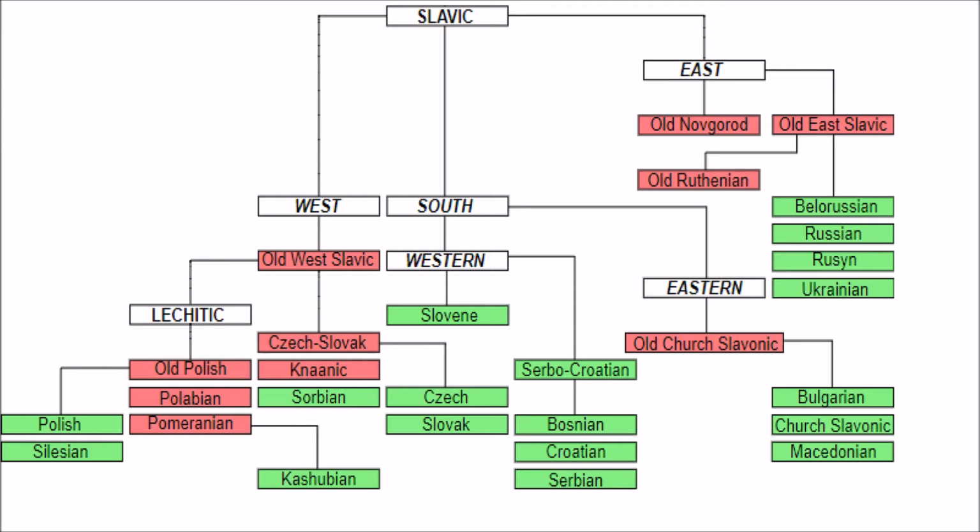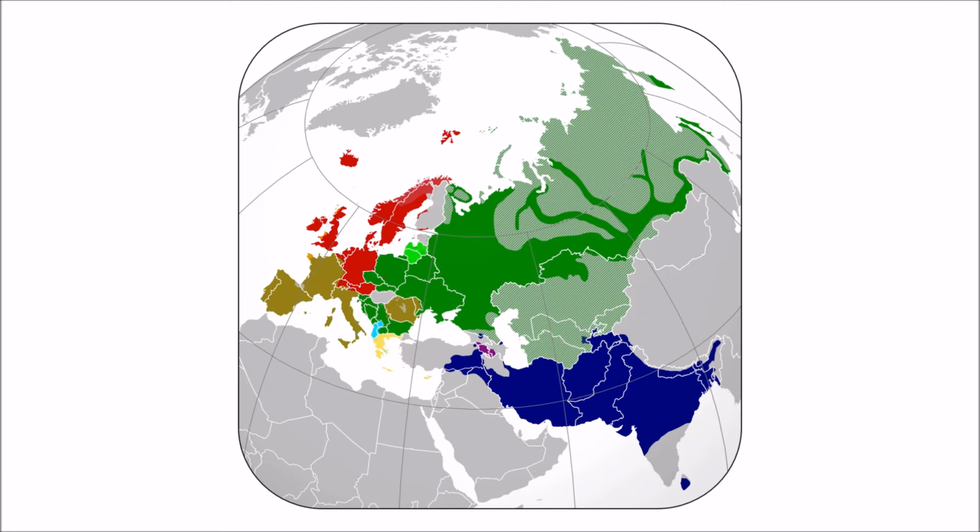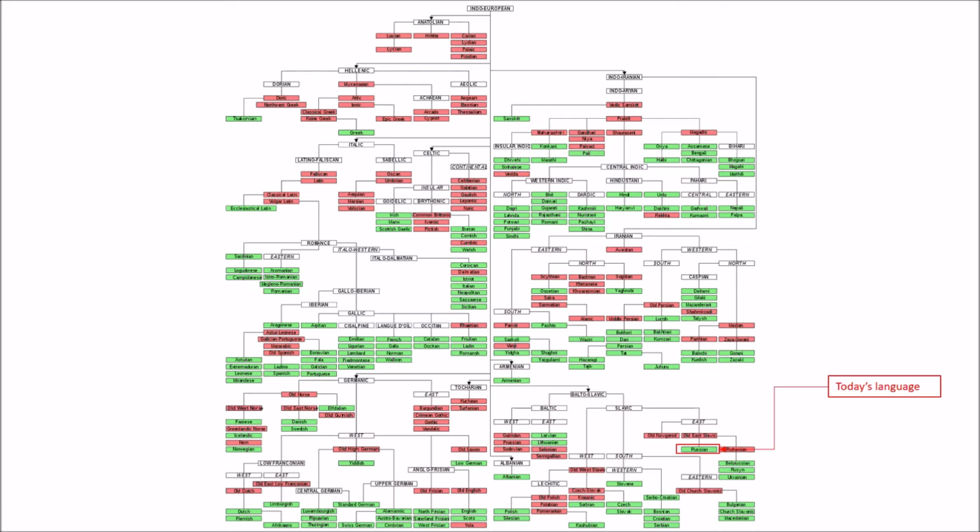Now this Slavic family itself is also part of the Balto-Slavic family, which is once again itself part of the Indo-European family, which is gargantuan not just in geographical distribution, but also in the number of words and languages it contains. Like you can see in the lower right, our language for today, Russian.